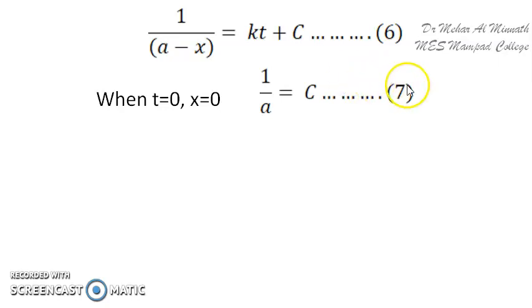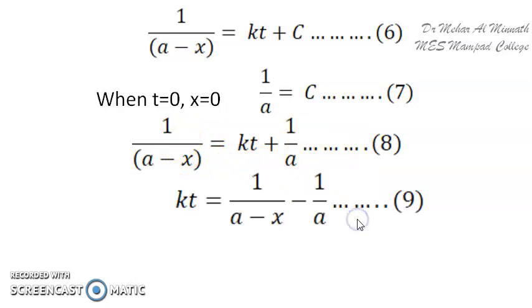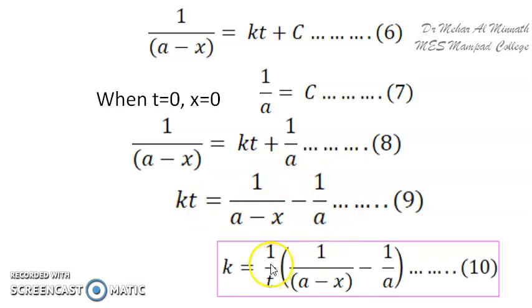Now you can put equation 7 in equation 6, that is, instead of c you can put 1 by a. Then you get equation 8, that is 1 by a minus x equal to kt plus 1 by a. Rearranging this equation 8, you arrive at kt equal to 1 by a minus x minus 1 by a. Again rearranging, you get k equal to 1 by t into 1 by a minus x minus 1 by a.